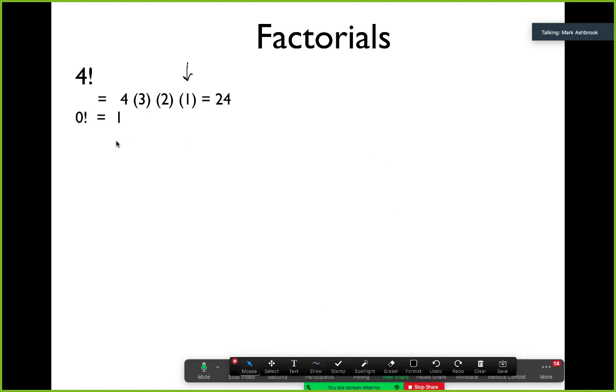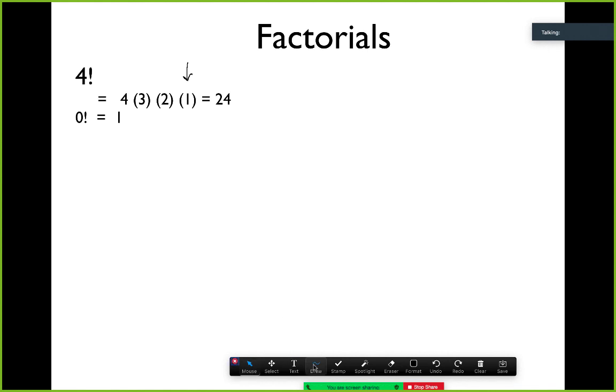Okay, by definition, 0 factorial is 1. So you just have to take that kind of on faith. We could have a discussion on why that's true. We don't have time. But whenever you have 0 factorial, that's not 0, it's 1. And there's lots of ways to talk about that.